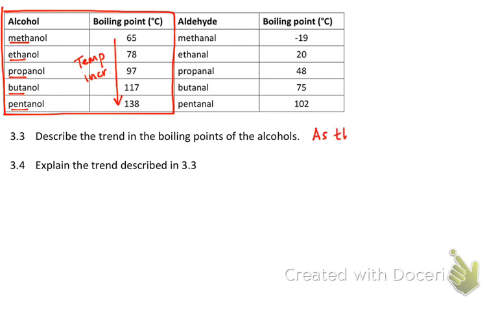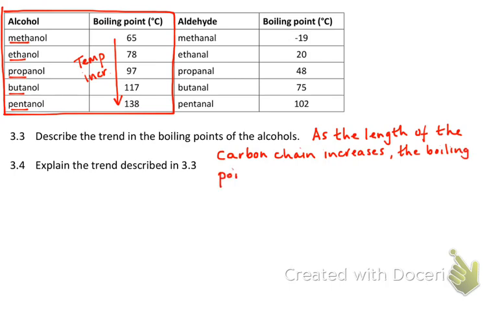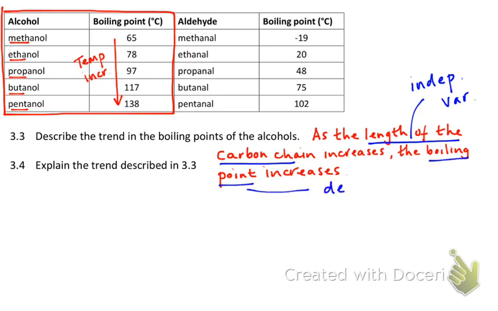And so the trend is that as the length of the carbon chain increases, then the boiling point also increases. Now just note that the way we've answered this is to specify the change in the independent variable, that's the length of the carbon chain, and then state how that impacts the dependent variable, which is the boiling point. That's a useful way to think about answering these kind of questions.